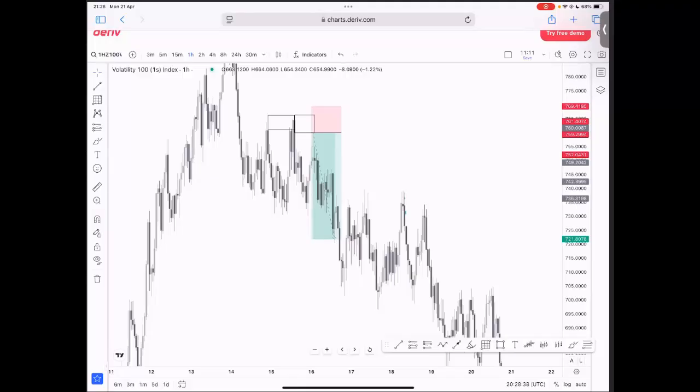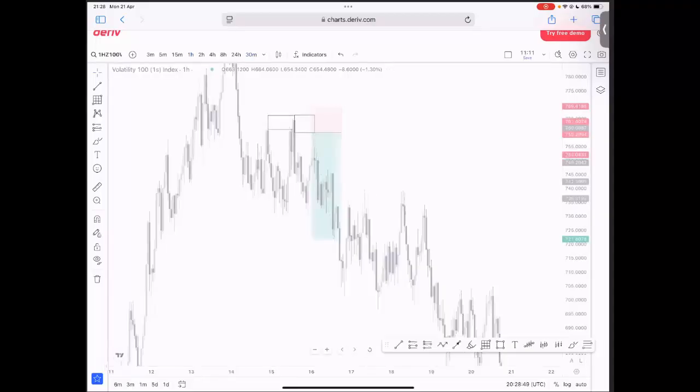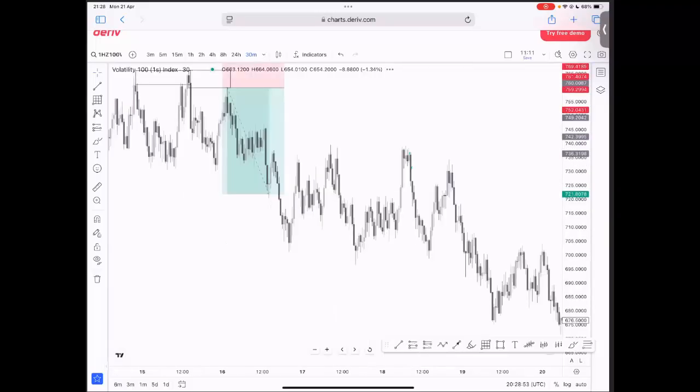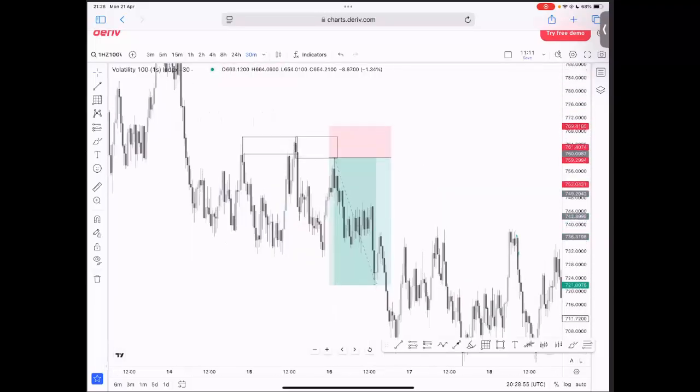Although I told you that you can even get some of your POIs on the 15 minutes, but you must be in line with the higher time frame narrative and structure. That way you're always most likely in line with what price is doing, and at the same time it helps you cut a lot of losses.